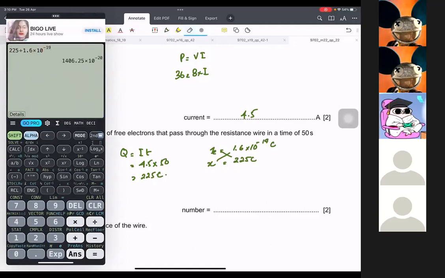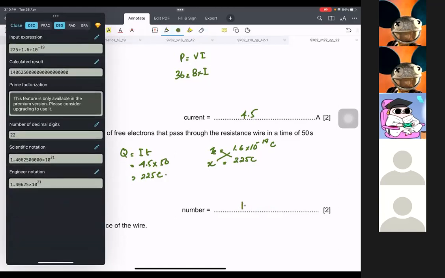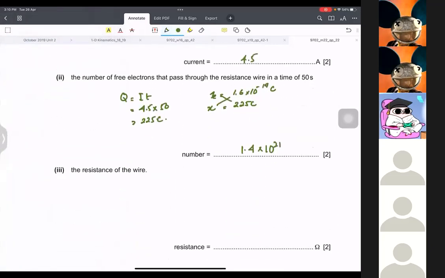225 divided by, so that is 1.4 times 10 raised to power... 20 plus 3 is what? Minus 20. Oh no, my bad. See, mistake here. Divided. Oh god. 1.4 times 10 raised to 21 electrons would go.